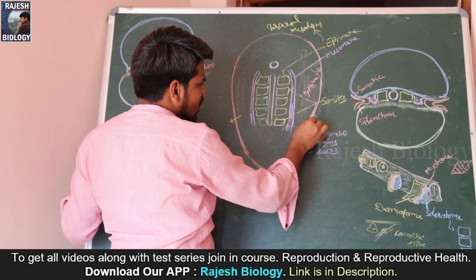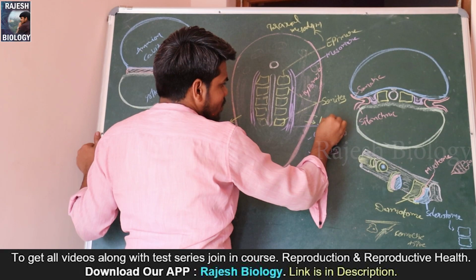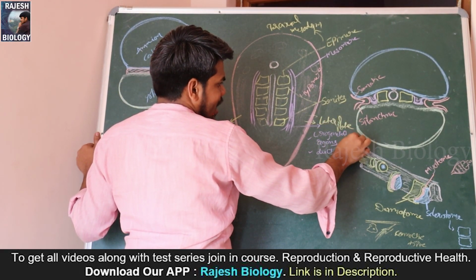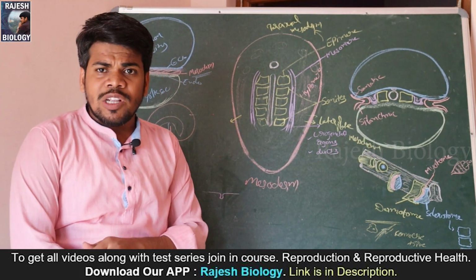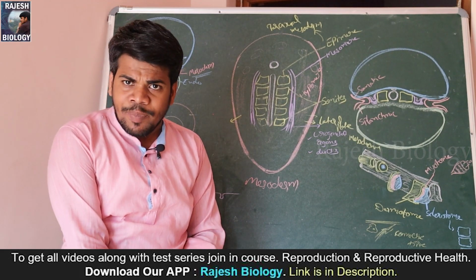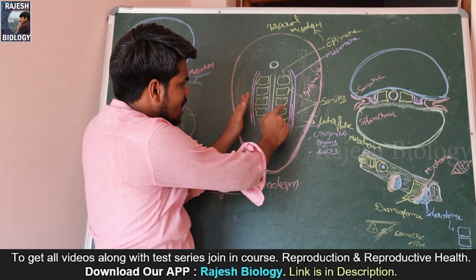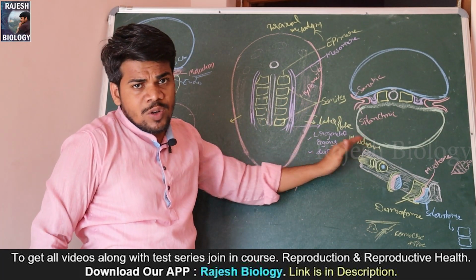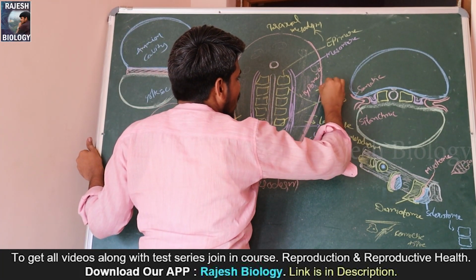Now the end portions. These end portions are called lateral plate mesoderm. Why is it called that? Because it looks like a plate and it is present on the lateral sides. So it is lateral plate mesoderm, or also called hypomer.